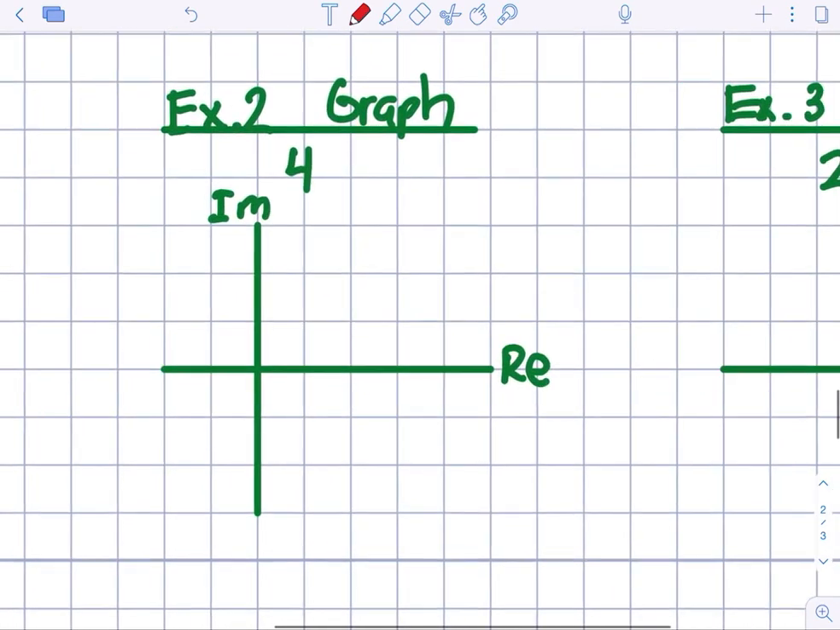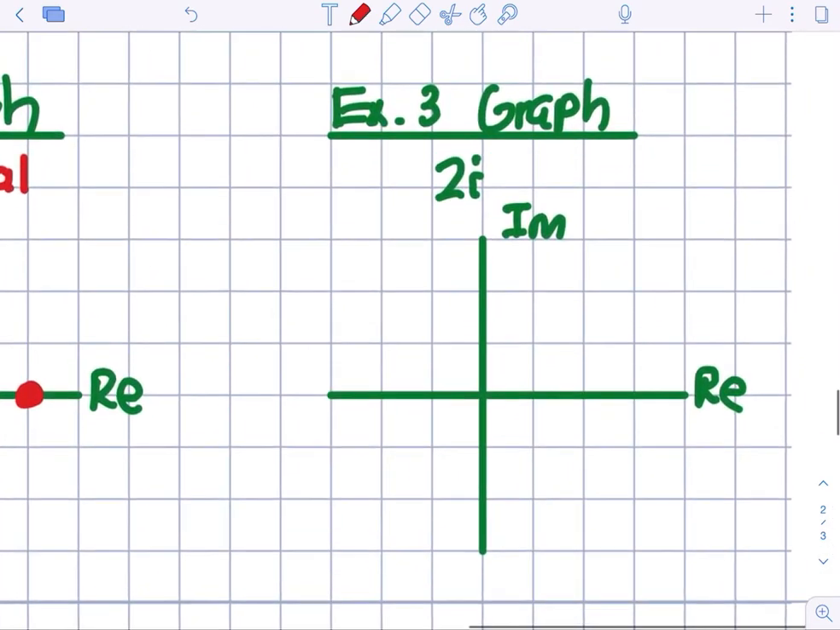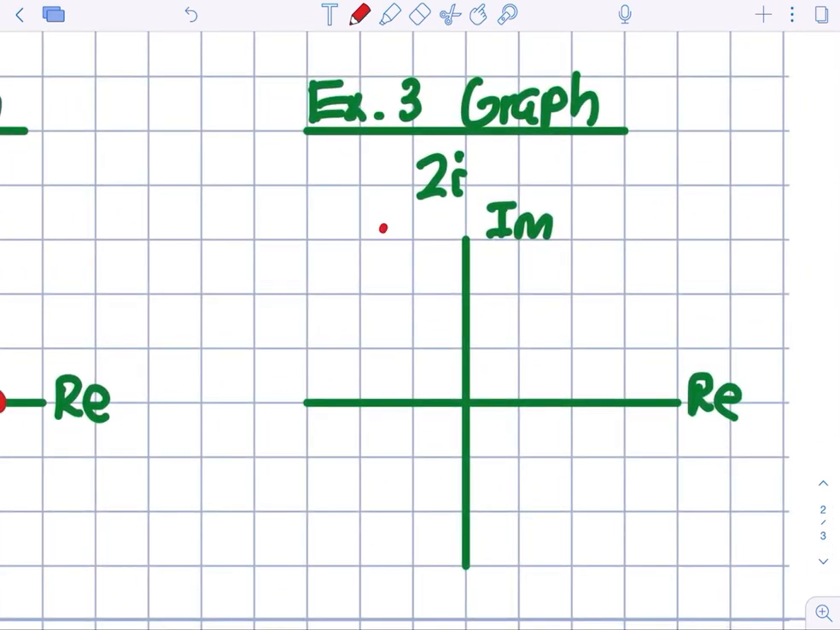For this one, okay, so what is this? This is just a real, right? So all you have to do is plot 4 on the real axis, starting from 0, 0. 1, 2, 3, 4. There's your point. And example 3, alright, 2i. This is imaginary, so that means we need to plot 2 on the imaginary axis of the real and imaginary plane. So start from 0, 0, 1, 2. There's your coordinate.